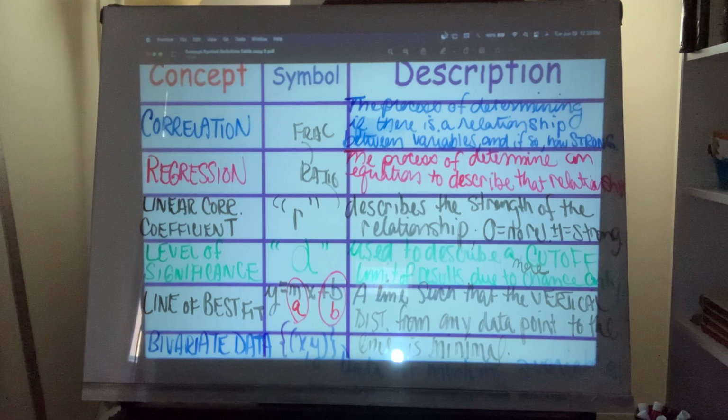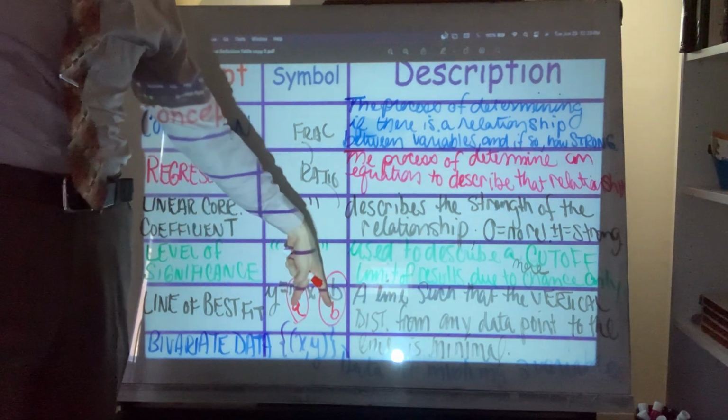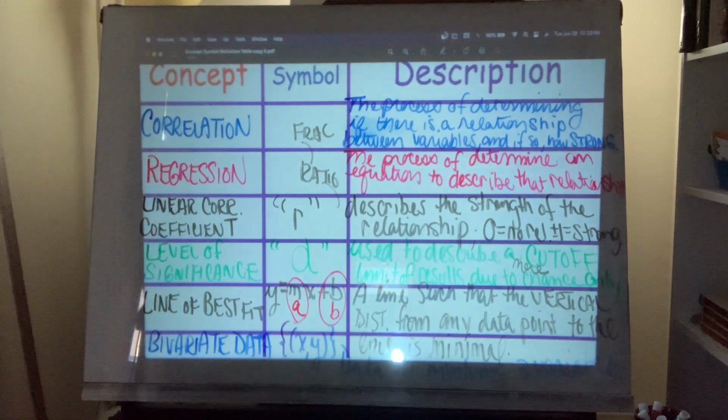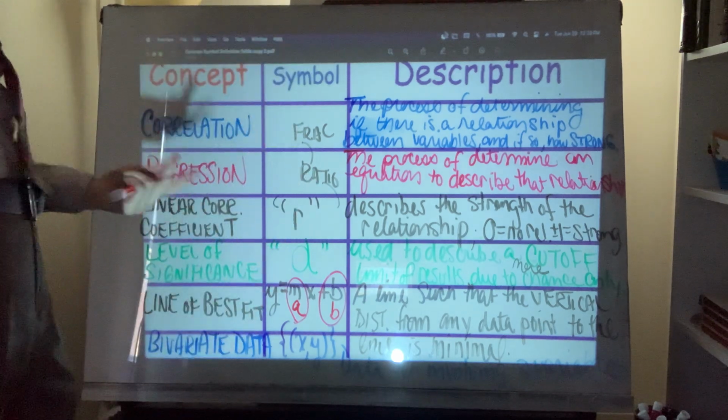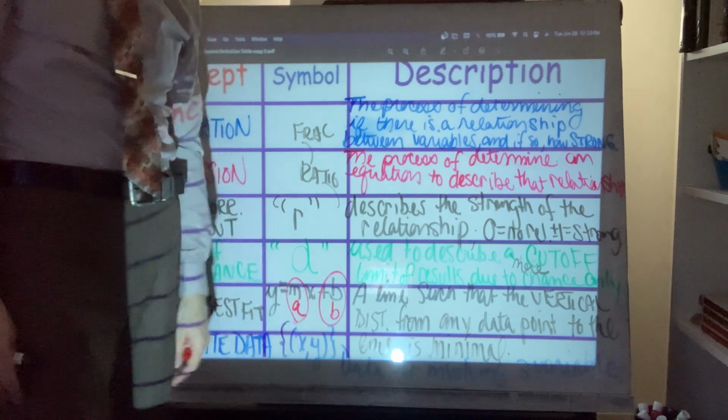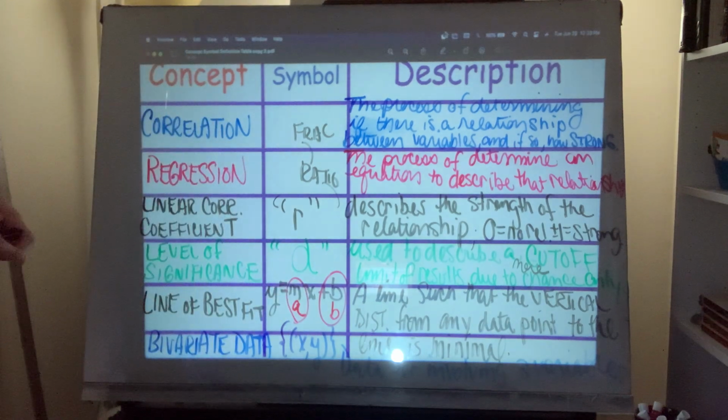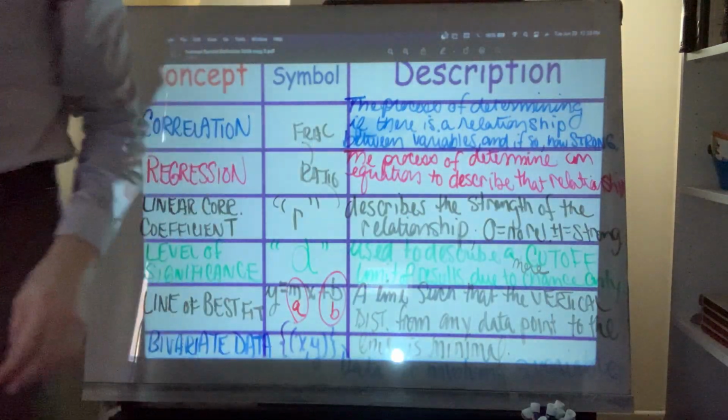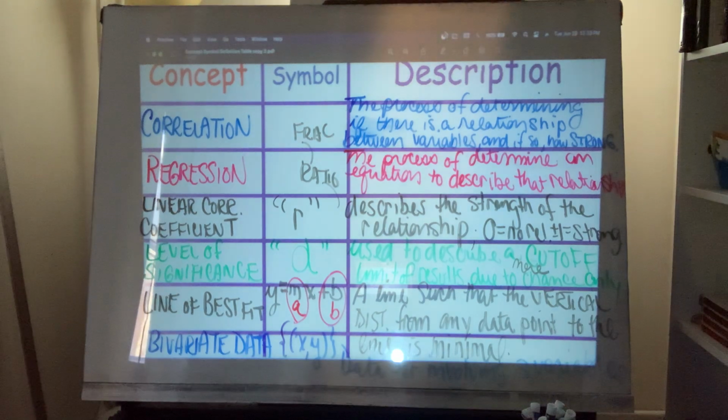The line of best fit is, again, y equals mx plus b, just maybe disguised with a different label. A line such that the vertical distance from any data point to the line is minimal. And bivariate data is essentially a data set involving two variables, X and Y for all intents and purposes, for simplicity's sake. That's pretty much all of the terminology that you will see.